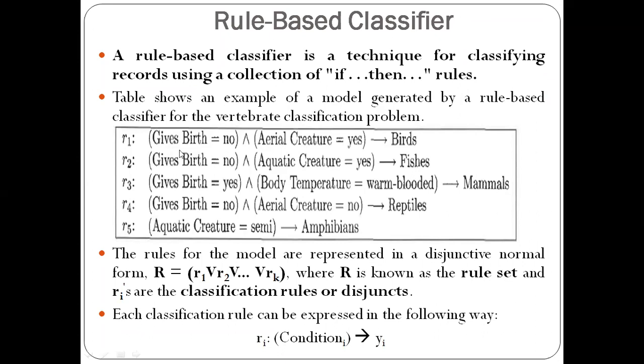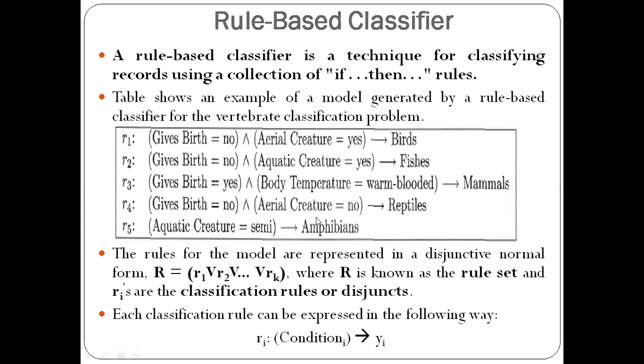It states that if gives birth is equal to no and aquatic creature is equal to yes, then it is a fish. We assign the class label as fishes. Next, the third rule: gives birth is equal to yes and body temperature is equal to warm blooded. If these attributes are satisfied, we classify it as mammals. Next, gives birth is equal to no and aerial creature is equal to no, then it is reptiles. And the last rule is for amphibians: if the aquatic creature feature is semi, then we assign the class label as amphibians.